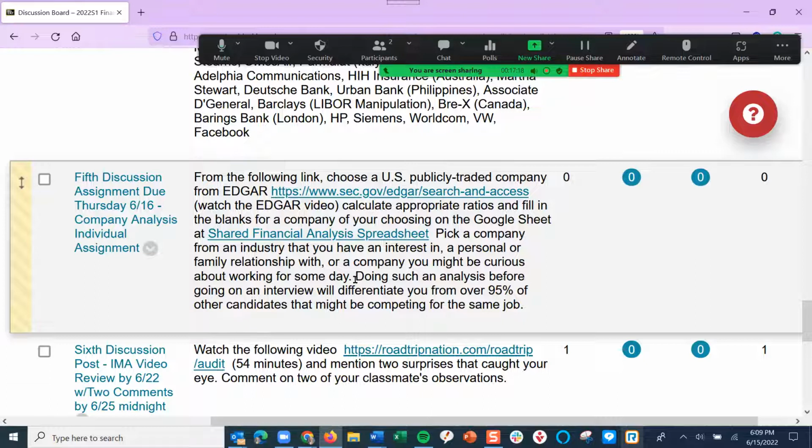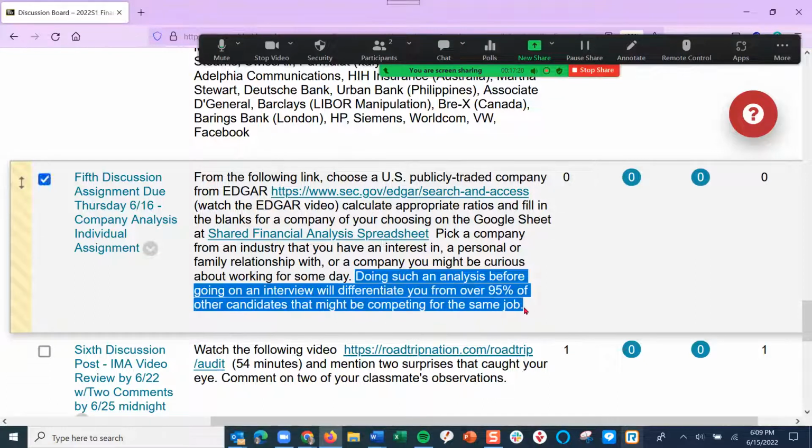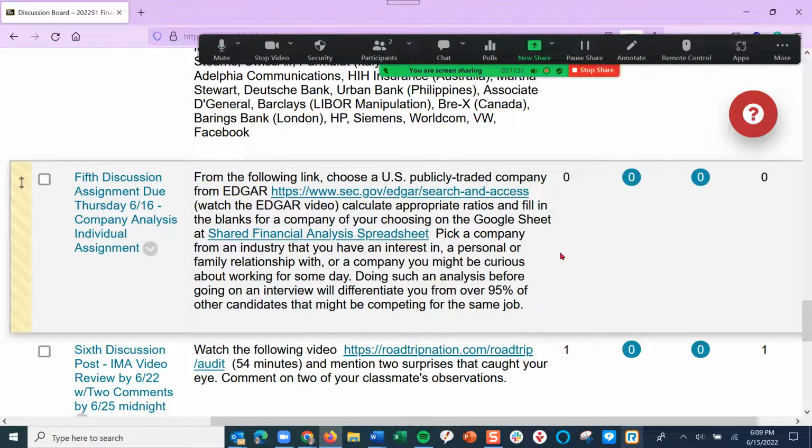And it does say doing such analysis before going on an interview can and will differentiate you from over 95% of other candidates that might be competing for the same job. If you can show them that you've actually looked at the financials and did a little bit of number crunching, and you know that sales are up or down, or profits are up or down, or something's going on, and you can ask an intelligent question, that's a question that none of your competitors seeking the same job position are most likely asking. So this is a powerful place to do it.